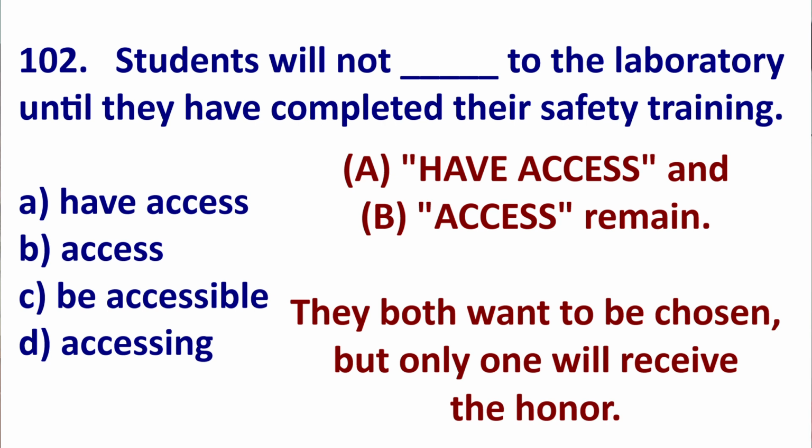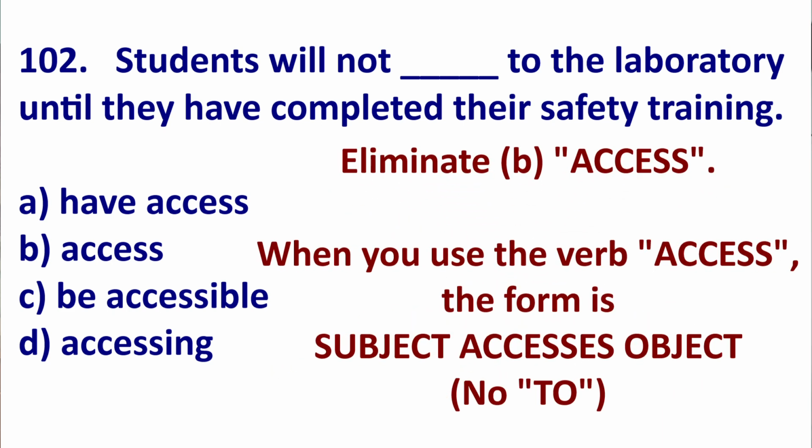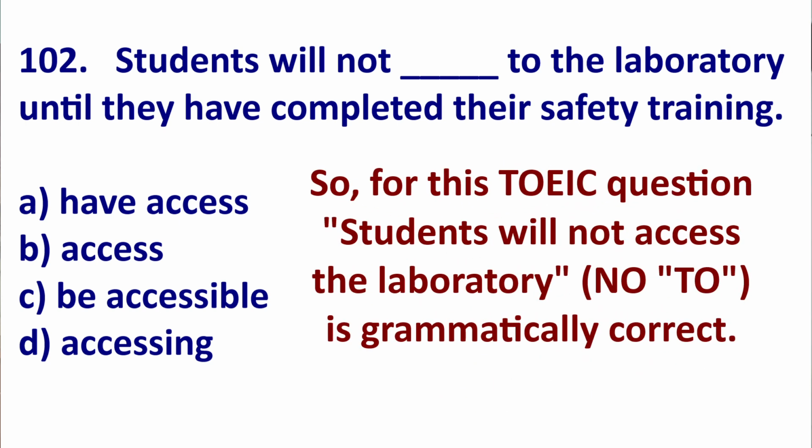Now we have two beautiful letters, A and B. Well, always read the whole TOEIC statement. After the blank, it says to the laboratory. To is a big clue. So we should eliminate B, access. When you use the verb access, it is subject accesses object. An example, she accessed the file with a password, or I accessed the building with a key. There is no to. So if we chose B, we would just say students will not access the laboratory.